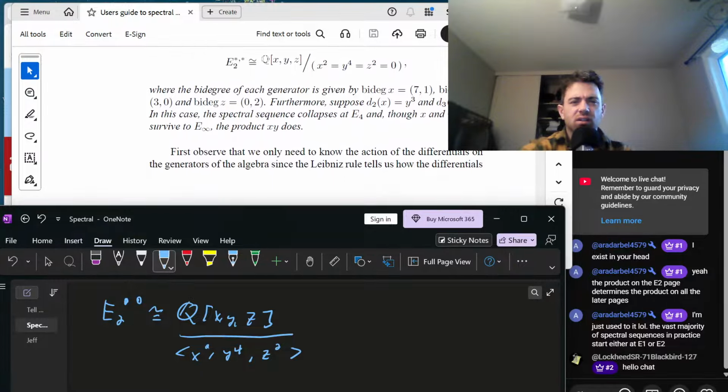The bidegree of each generator is given by y. Why is he choosing it that way? We'll never know. And by never, I mean maybe the example will make it clear. Or maybe he was just like, oh, here are some funny numbers to work with. I can't for the life of me see why we would make those choices, but whatever.